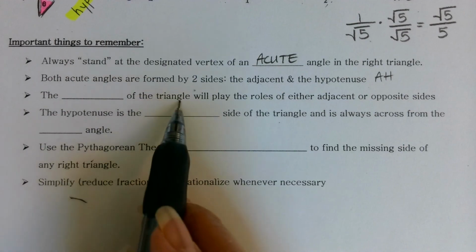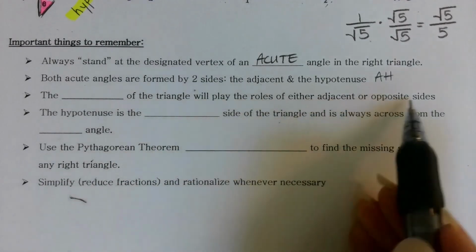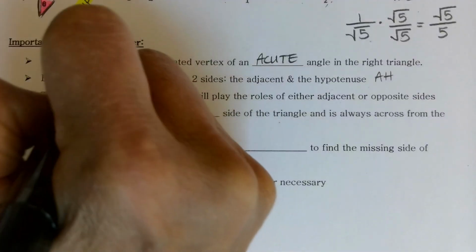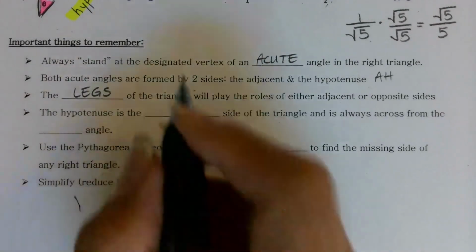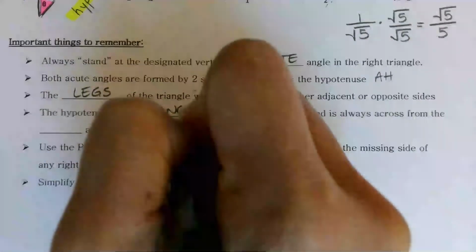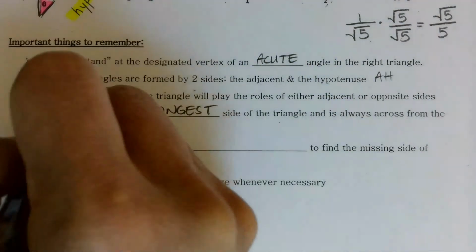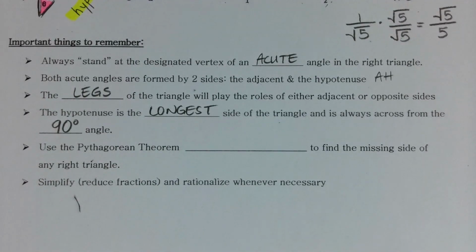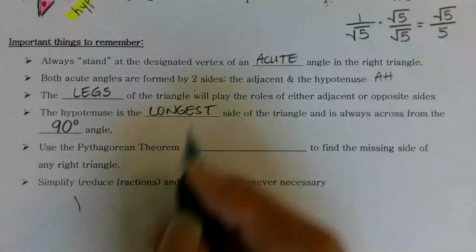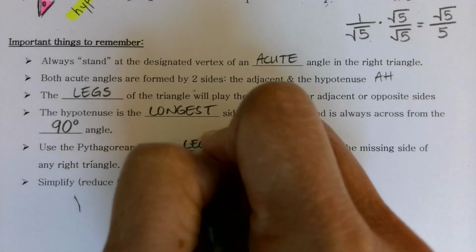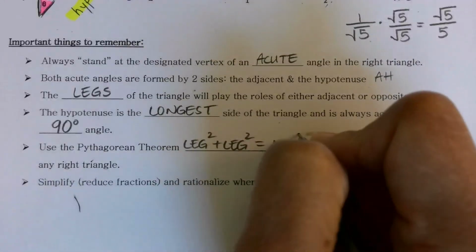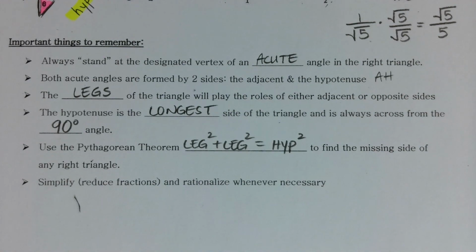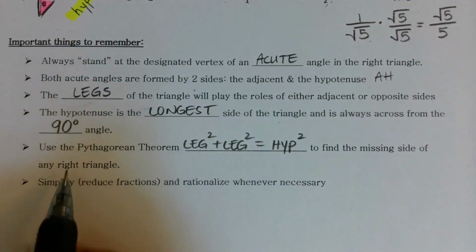The legs of the triangle will play the roles of either adjacent or opposite side. Those are the legs. Only legs can play the roles of adjacent or opposite. Hypotenuse will always be the longest side. And I guess that's the answer to the next one. The hypotenuse is always going to be the longest side, and it will always be across from the 90-degree angle. What is the Pythagorean theorem? I'm going to write it the way I prefer it. Leg squared plus leg squared equals the hypotenuse squared. Okay? That is always going to be used to find the missing side of any given right triangle.